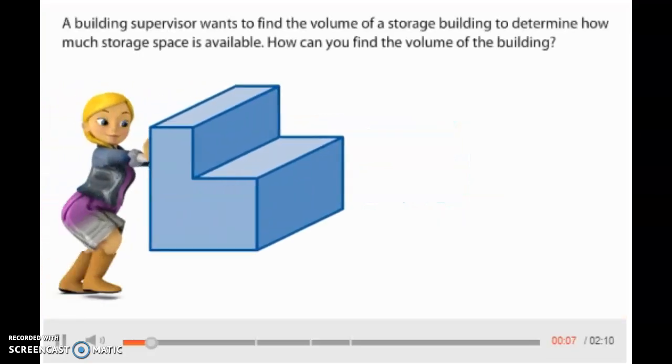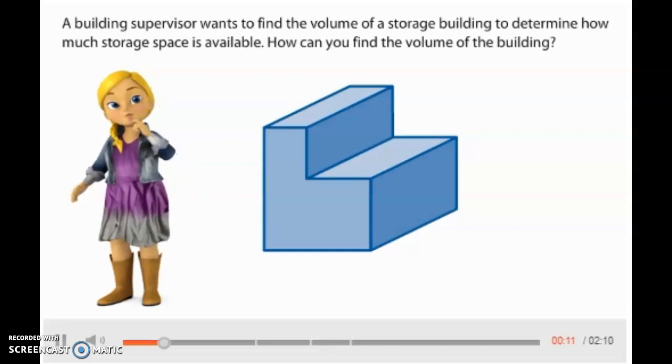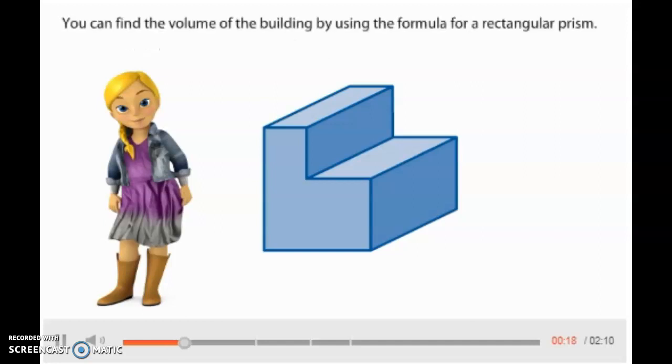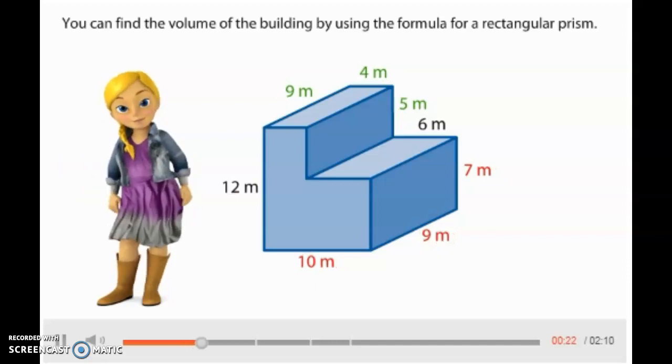A building supervisor wants to find the volume of a storage building to determine how much storage space is available. How can you find the volume of the building? You can find the volume of the building by using the formula for a rectangular prism.